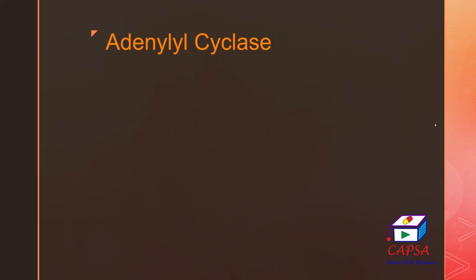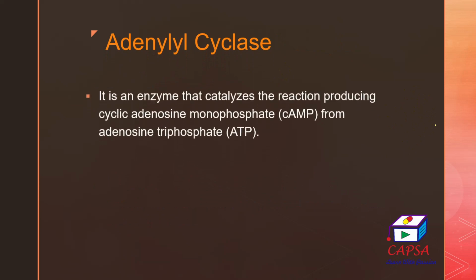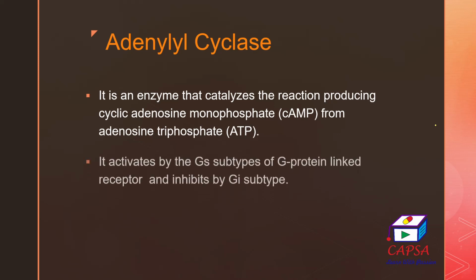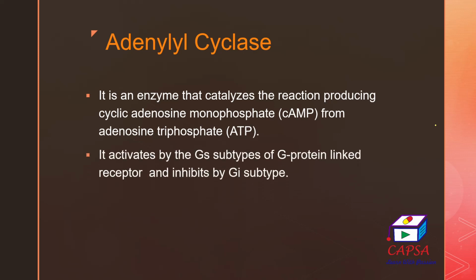Now, what do you mean by adenylyl cyclase? It is an enzyme that catalyzes the reaction producing cyclic adenosine monophosphate from the adenosine triphosphate or ATP. It is activated by the GS subtype of G protein linked receptor and inhibited by the GI subtype.